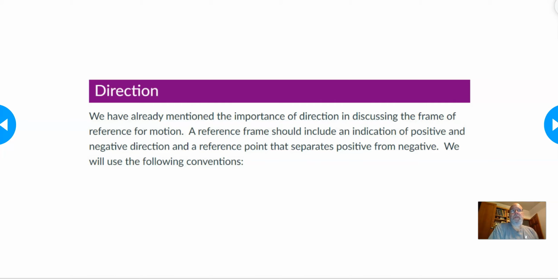Again, we're going to start out simple with one-dimensional motion, so I only have motion in a positive direction or a negative direction. And so a frame of reference should include an indication of the positive and negative direction and a reference point that separates positive from negative, in other words, an origin.